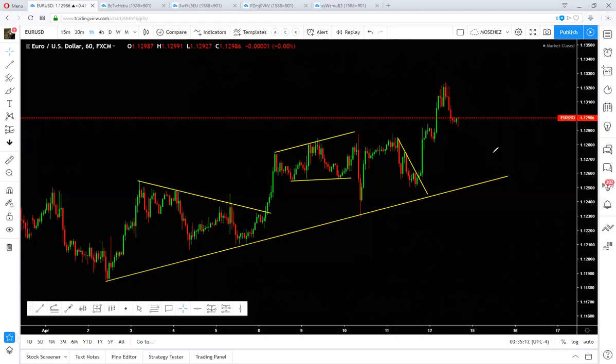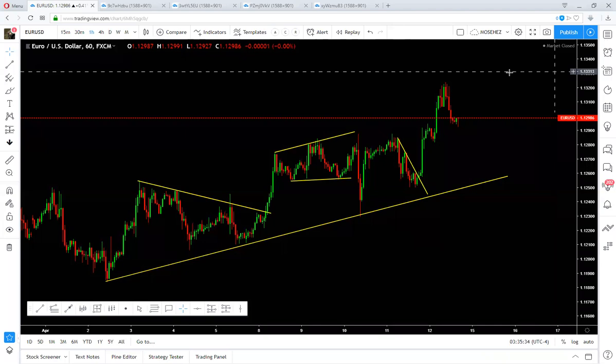Let it correct. Let it keep correcting. And when it breaks that correction, you can buy. A move like this, you can buy. That will be our first target, but we expect it to continue rising. So just look for corrections and continue buying.